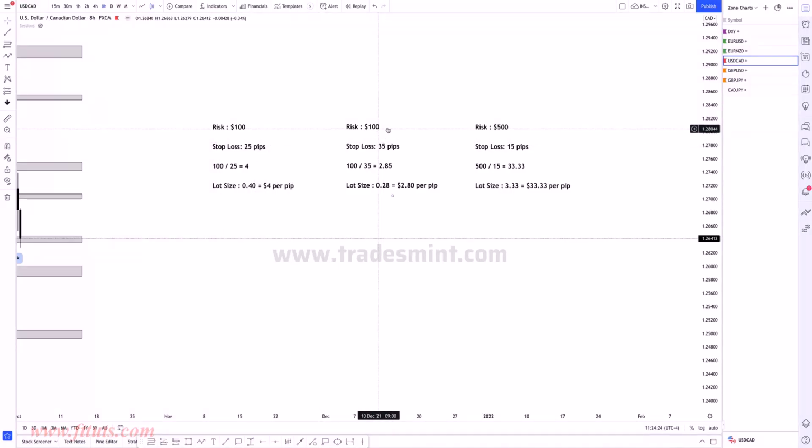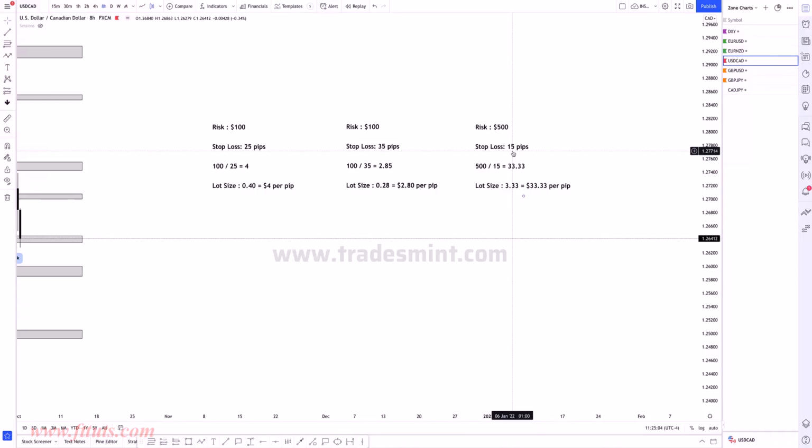In the other case, 500 divided by 15, in order to lose $500 you would have to lose all 15 pips, which means your stop loss would be triggered by the price going against you. Now say price went 100 pips in profit. That would be $33.33 per pip, so $33.33 times 100, you'd be up $3,333. But if it went 5 pips against you, which again you wouldn't take a loss unless you closed it or hit your stop loss, 5 times 33.33, you'd be negative $166.65.